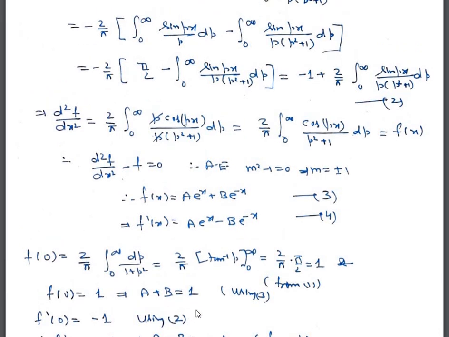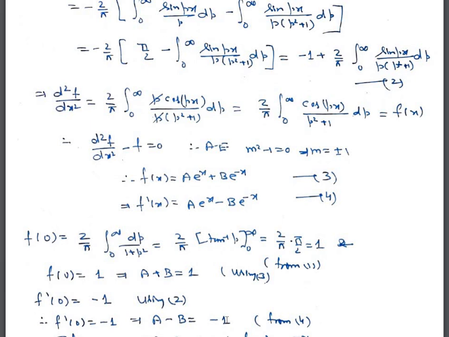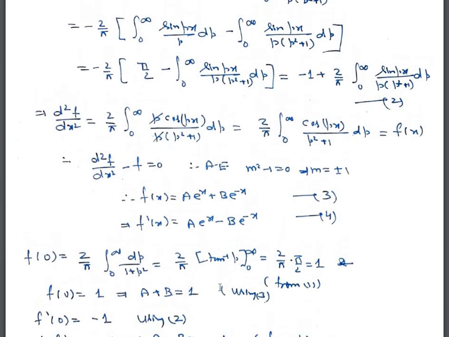So a plus b is 1, a minus b is minus 1. Solving these two equations we get a is equal to 0 and b is equal to 1. Therefore f(x) is equal to e raised to the power minus x.